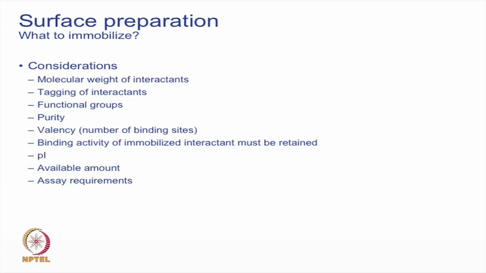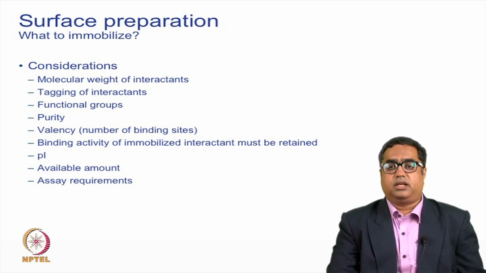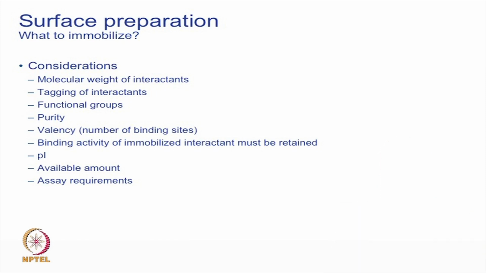And when we are immobilizing, we need to know a great amount of information about the protein or macromolecule that we are immobilizing. We need to understand the molecular weight of the interactant, the tags that are present on the interactant, the functional groups, the pI of the molecule, the purity of the molecule, the available amount and the required assay conditions, and the binding activity and valency are some of the important points which we need to consider when identifying a ligand.